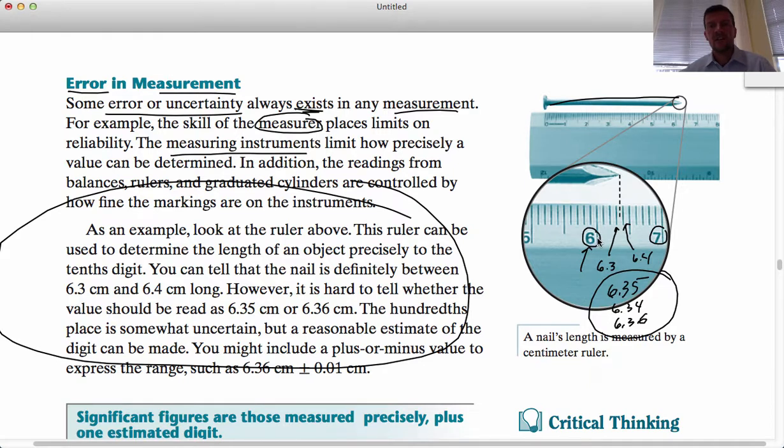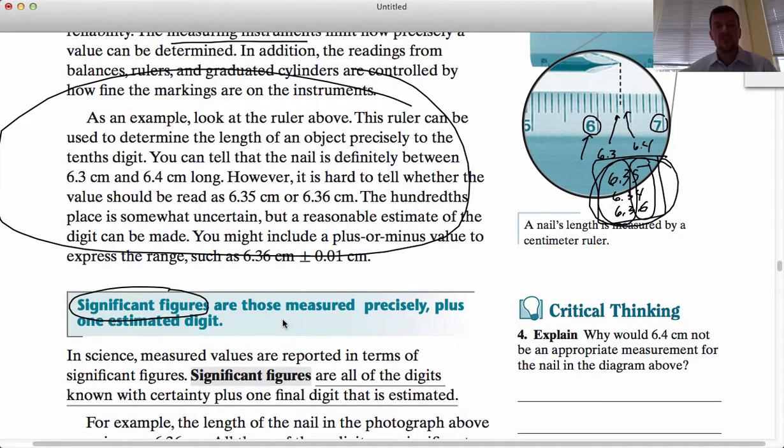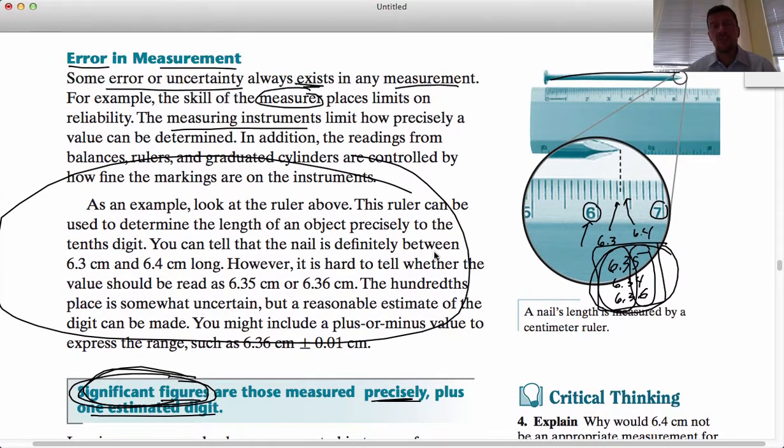Okay? So you are allowed to measure with whatever instrument you have, and that instrument is going to determine how precise you can be. You are allowed to have a measurement such that the last value you are actually guessing. Not two values, only the last value you can guess. The other values you have to be certain of. All of the values that go into this measurement are called significant digits or significant figures. Those figures are those that are measured precisely, plus one estimated digit. And how many significant figures there are depends on the instrument that you're using to measure whatever you're measuring.